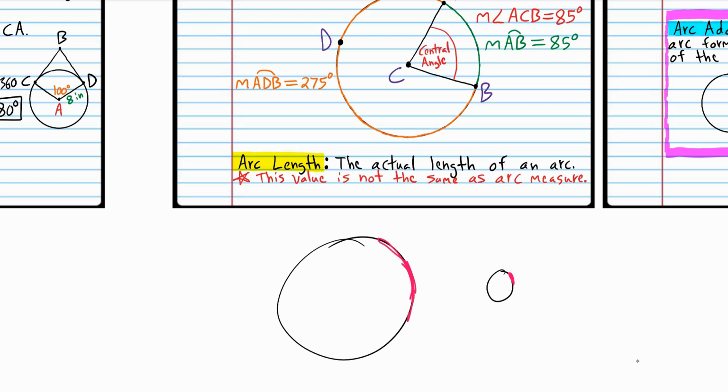Let's say it's about a 90-degree arc. If you do a 90-degree arc here, you can see the arc length is very different. But the arc measure is actually the same. They're both 90-degree arcs, roughly. Now, technically, this arc measure is different because we're talking about different circles, but the actual number itself, the arc measure, is the same, 90 degrees in that case.